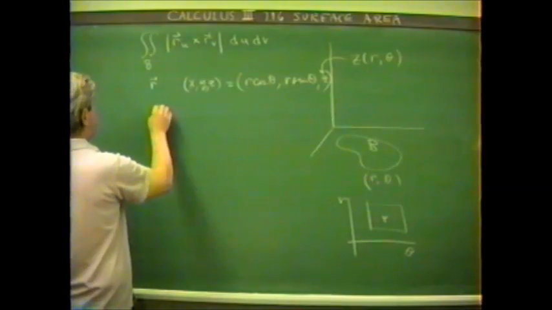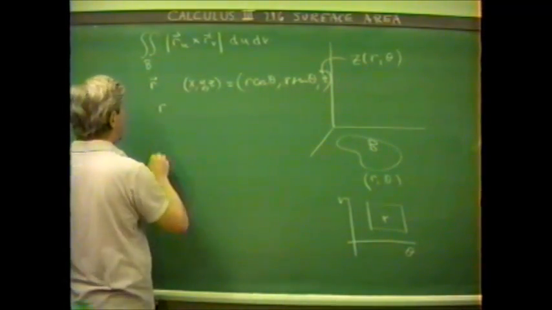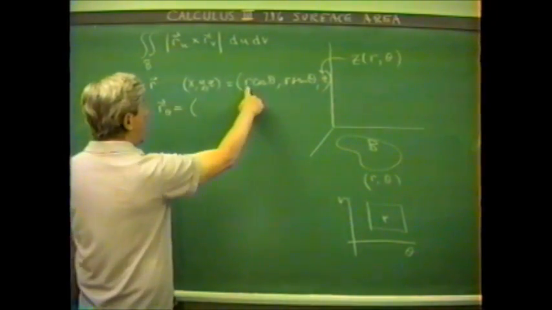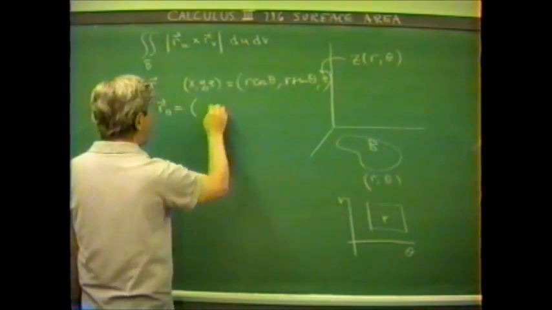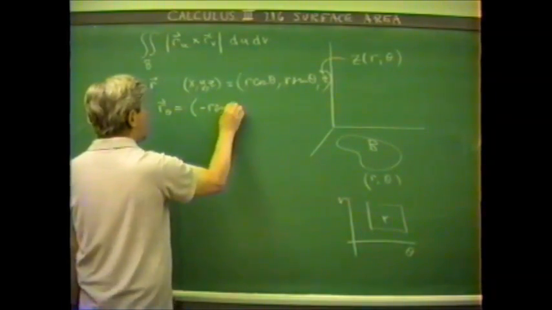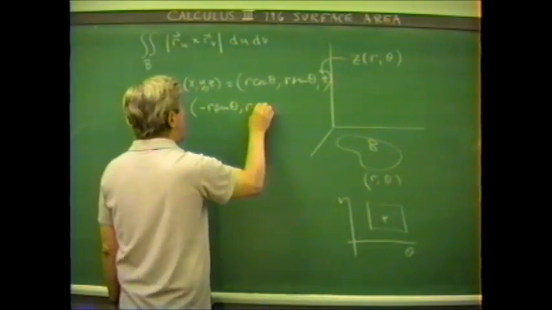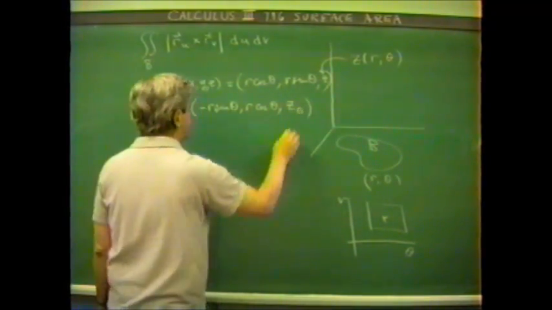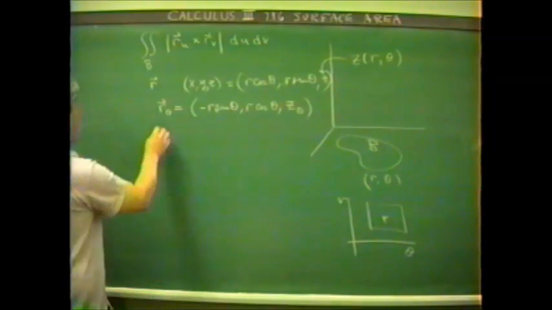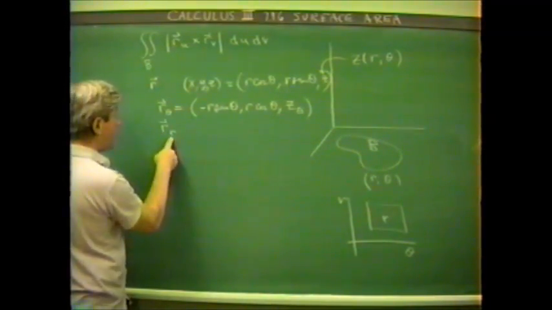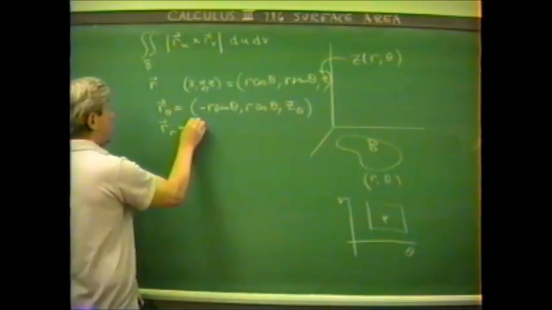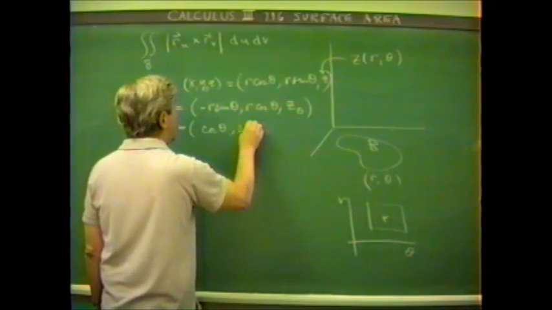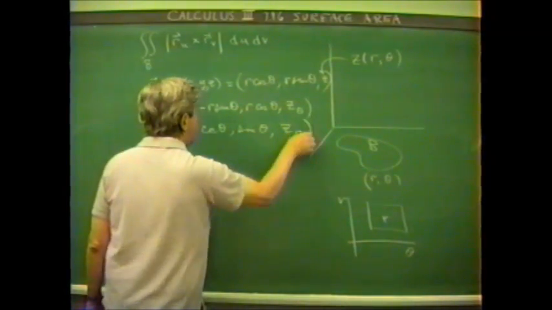The partial of r with respect to theta is equal to minus r sine theta, r cosine theta, and partial of z with respect to theta. The partial of the vector valued function r with respect to r is going to be equal to cosine theta, sine theta, and partial of z with respect to r.